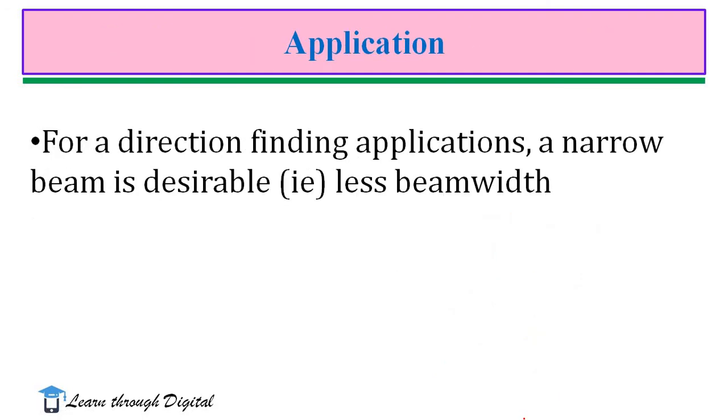And application. What are the uses of measuring antenna beamwidth? One is, whenever beamwidth is narrow, we have maximum direction. We can transmit a signal over a longer distance. So, beamwidth plays a vital role in direction finding applications.